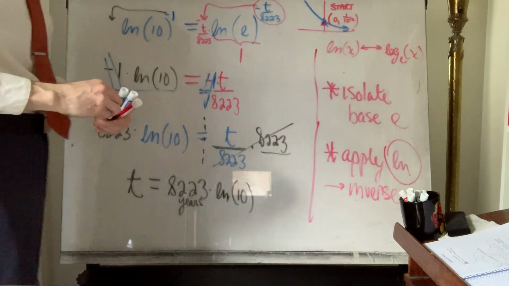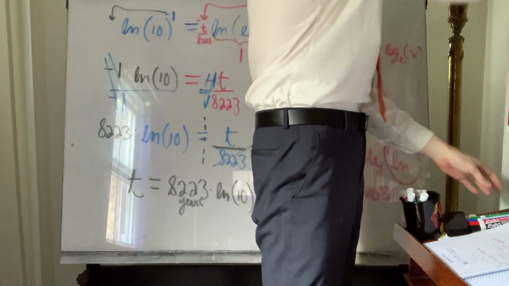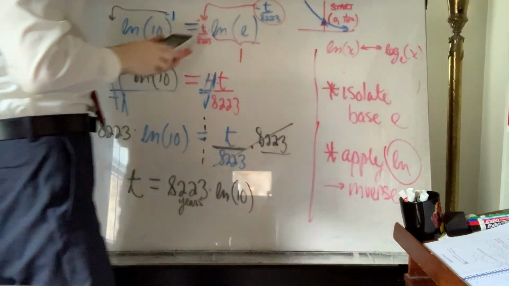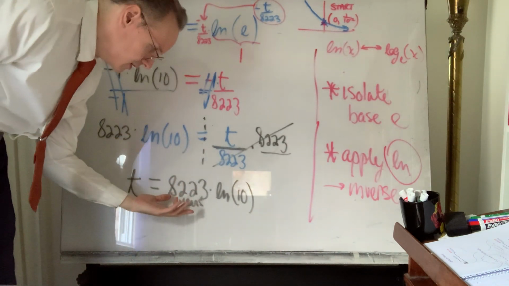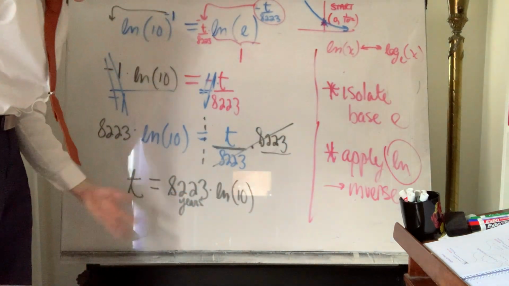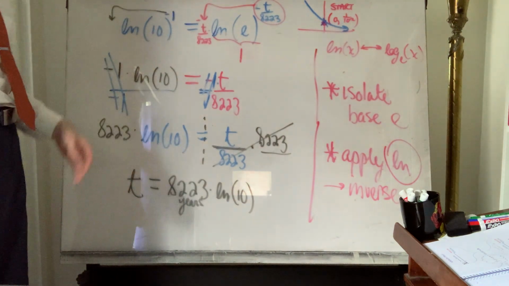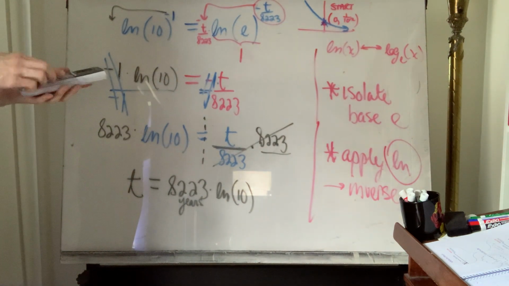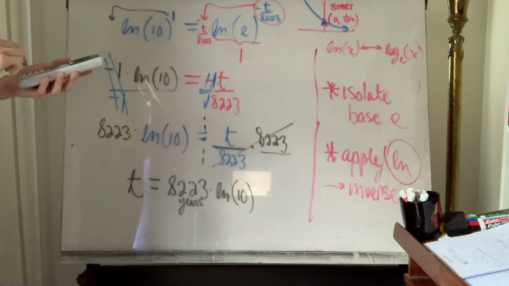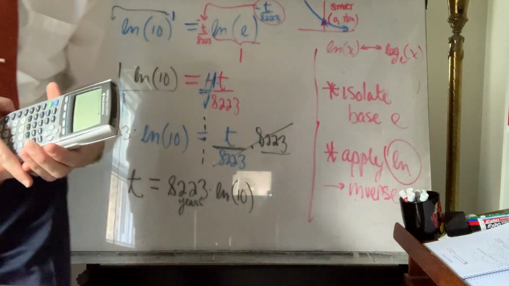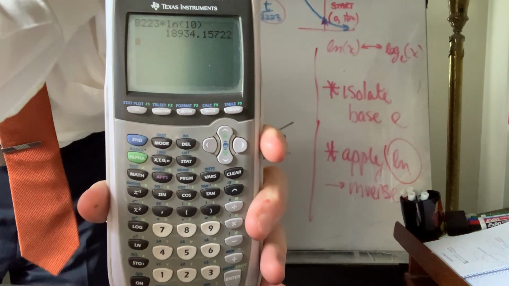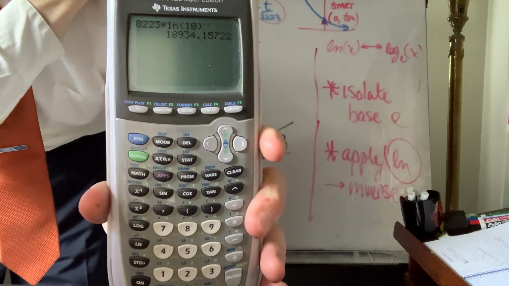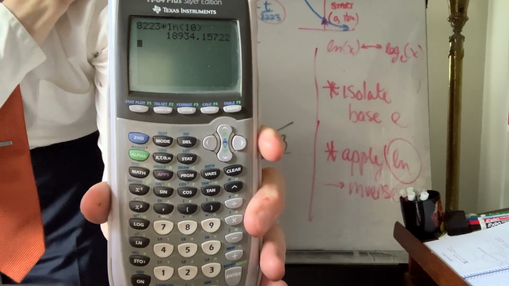Now what does that mean? If you take a calculator, we'll figure it out. The average amount of time for the carbon-14 to stabilize, if in fact that is mean, and I'm fairly certain that it is mean life as opposed to half-life, 8223 times the natural log of 10 gives you 18,934 years, give or take a little. So pretty interesting.